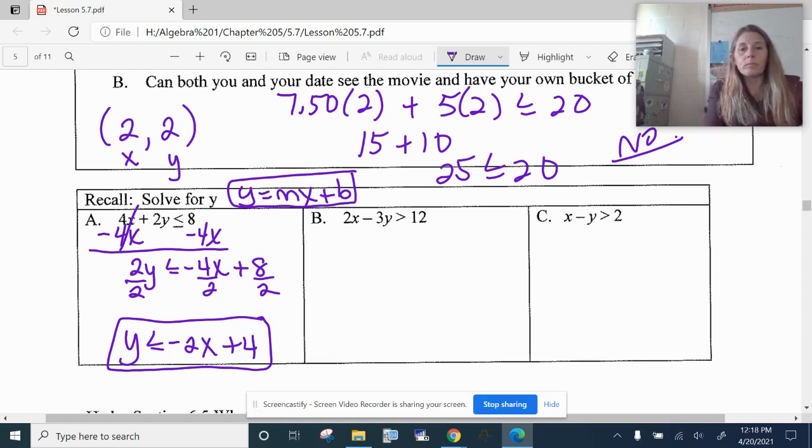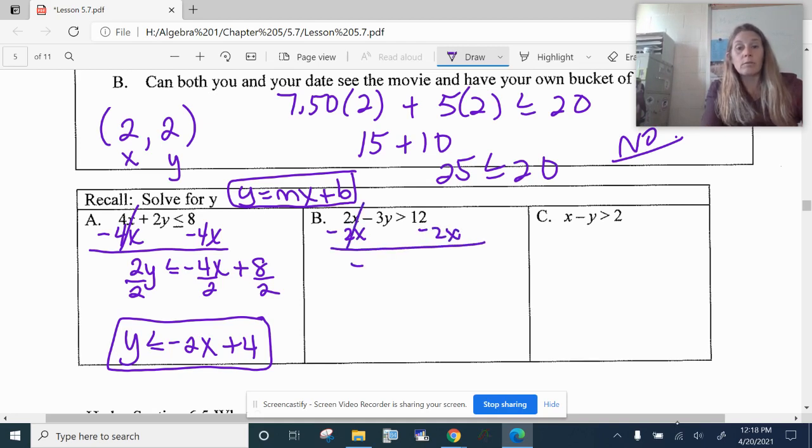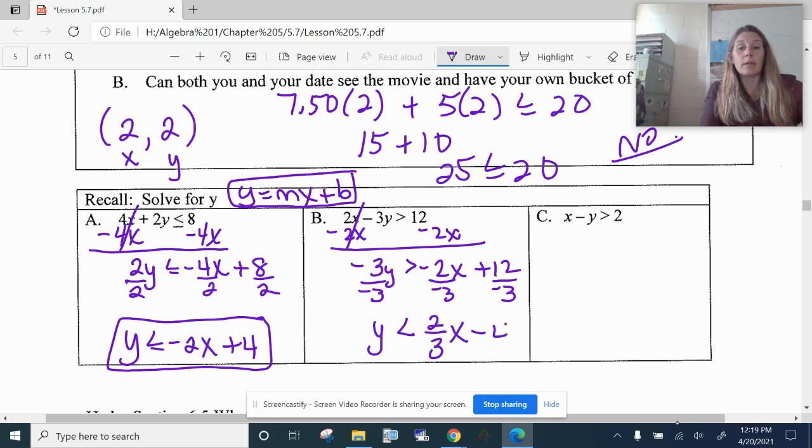Okay, so the next example, again, we want to move the x term on the opposite side from the y, so we're going to use our inverse operation there. So now I have negative 2x plus 12. Now I'm going to divide everything by this negative 3. Y is less than, make sure you flip the sign when you divide by a negative on an inequality, positive 2/3 x minus 4.